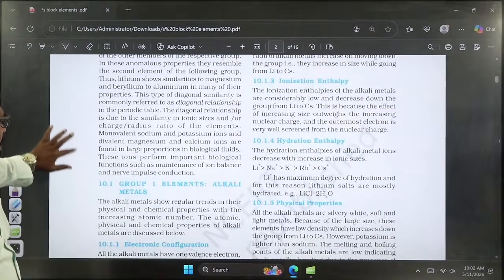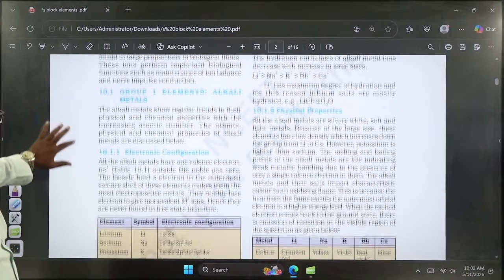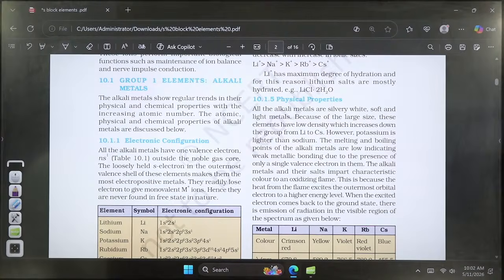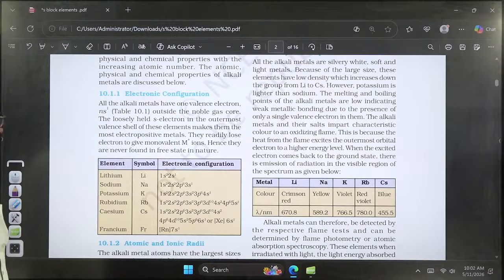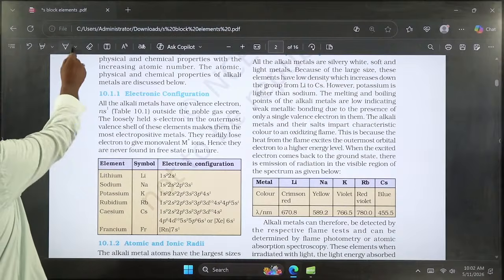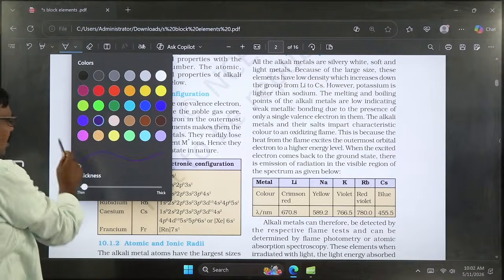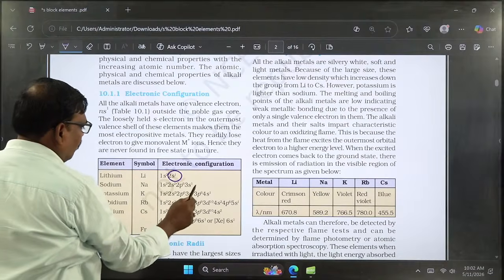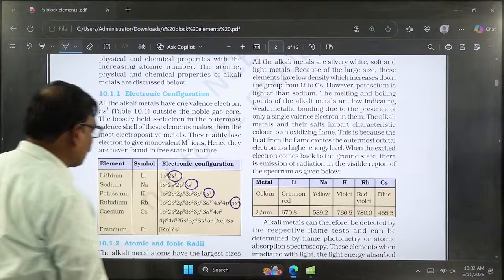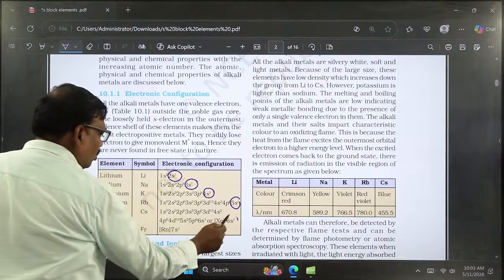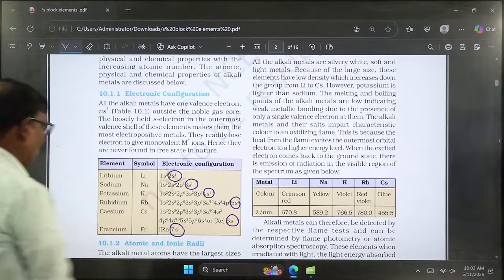Now coming to group 1, that is alkali metals. The elements present in this group are lithium to francium. When you observe the outermost configuration, everyone has a configuration of ns1. ns1 is the outermost configuration. Okay.